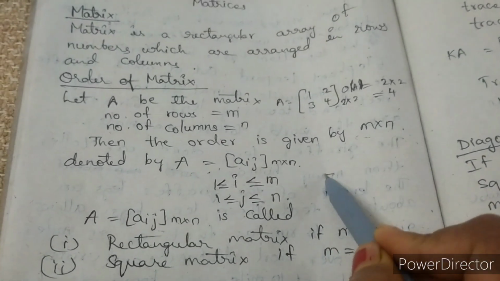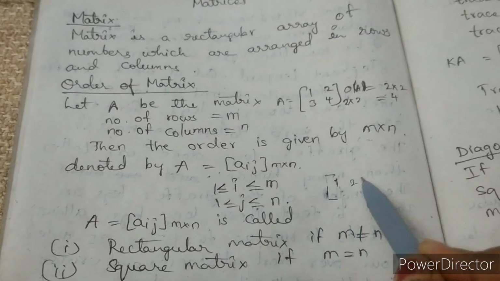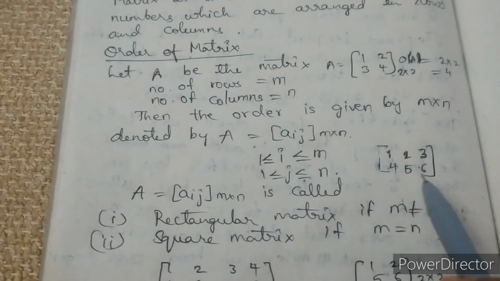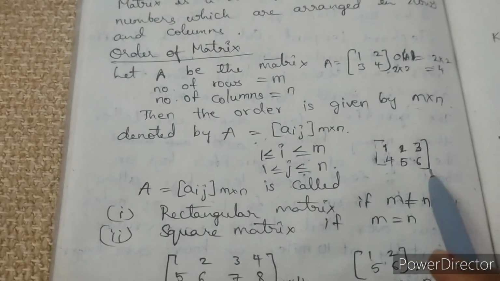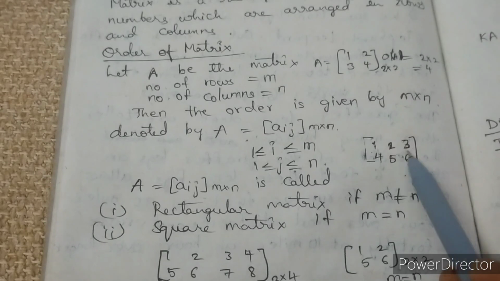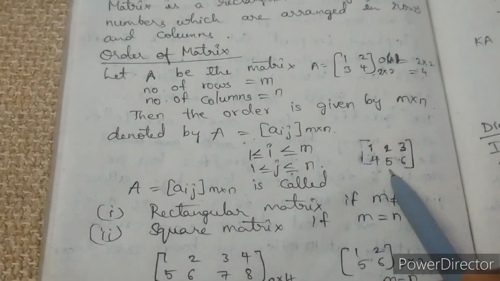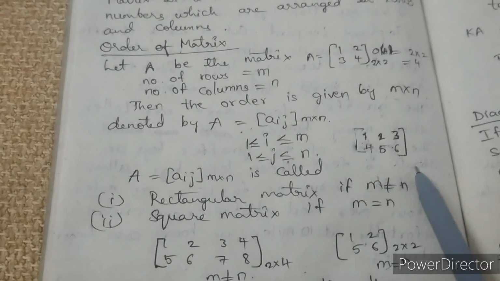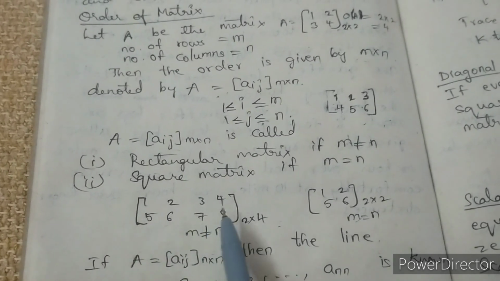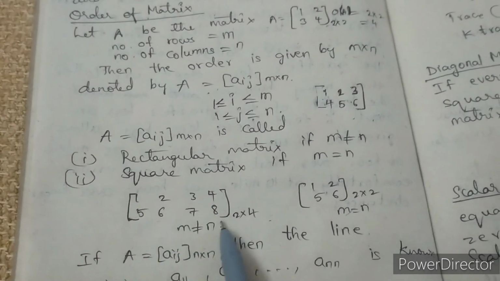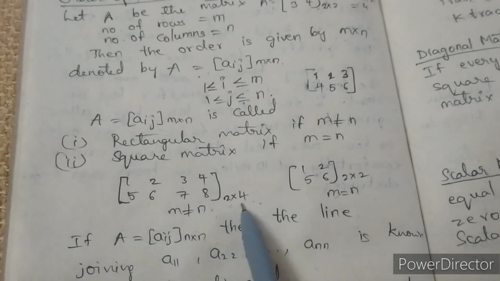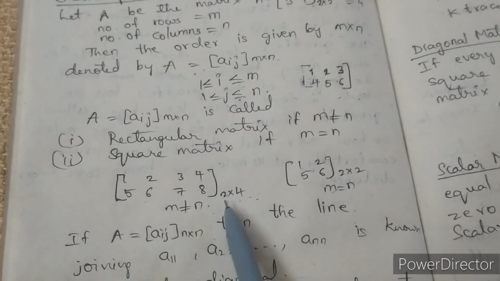Let's take an example over here. 1 2 3 4 5 6. In this matrix, the number of rows is not equal to the number of columns. How many rows? 1 row, 2 rows. How many columns? 1 column, 2 columns, 3 columns. So it is a rectangular matrix. Now let's take another example, 1 2 3 4 5 6 7 8. This is a 2 by 4 matrix. Here m is not equal to n, so 2 is not equal to 4. So this matrix is clearly a rectangular matrix.